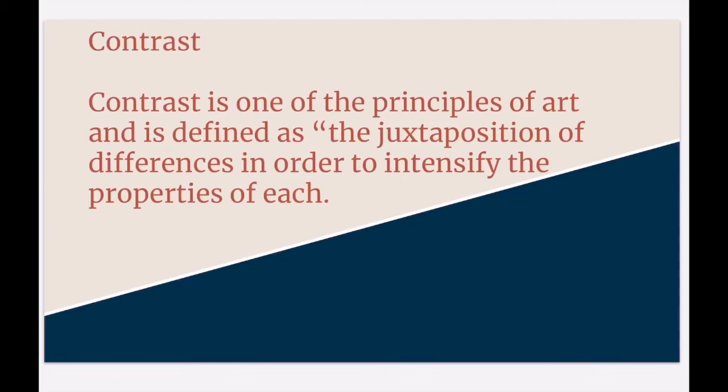Now, we also have contrast. Contrast is key when we talk about light and shadow, because light is our highlights, and shadow is our darker darks. So it's kind of this contrast. Contrast can be a lot of different things, but in terms of value, that would be light and shadow. Contrast is defined as the juxtaposition of differences in order to intensify the properties of each.